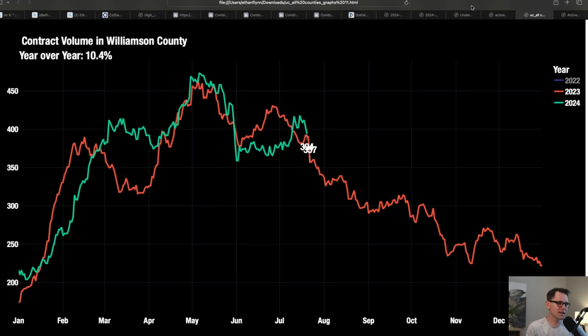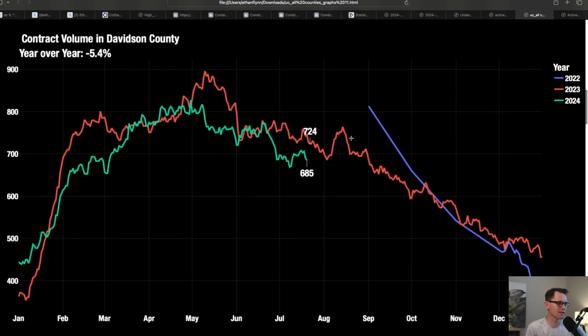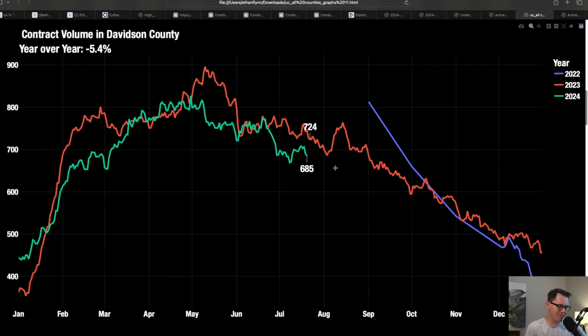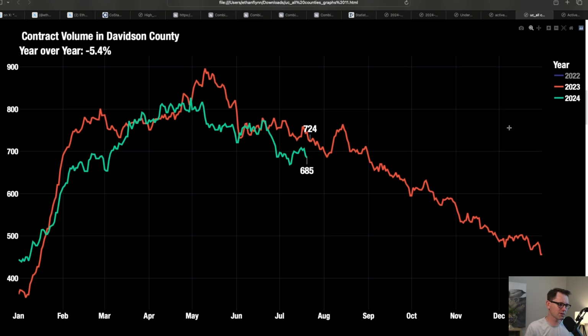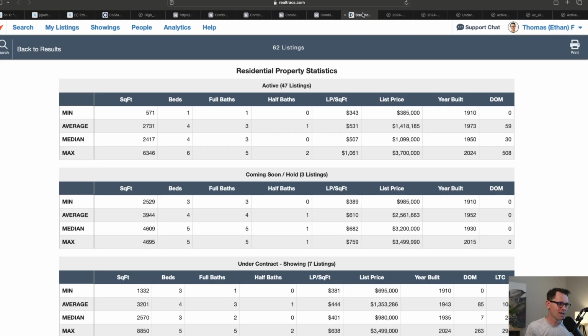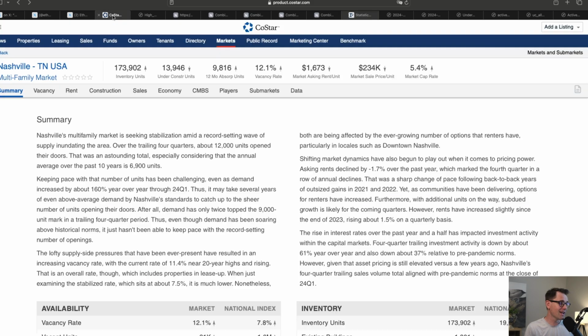So interesting there too, under contract. Davidson, contract volume down 5%, even with all those active listings. You know, people made the argument that the reason there's no closings is we just need more supply. There's a supply shortage. Well, Davidson County has supply. Plenty of houses for sale, and down 5% in contract volume. So anyways, there's some hot places, there's some not so hot places, and some myths being busted.